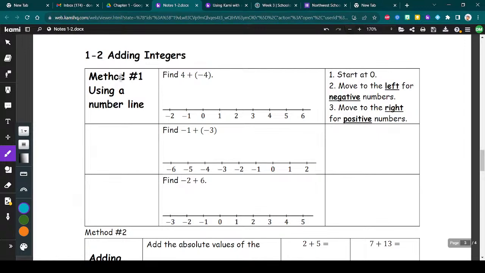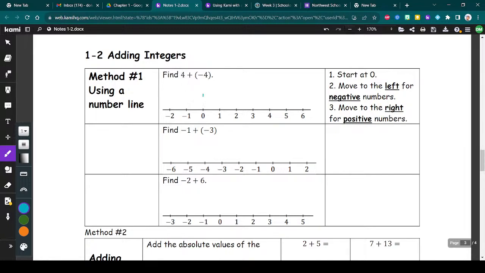Today we're going to add integers. Using a number line, we can see how the addition of integers works. We start at 0, and then we move left for negative numbers, we move right for positive numbers. And if we look, we have positive 4.